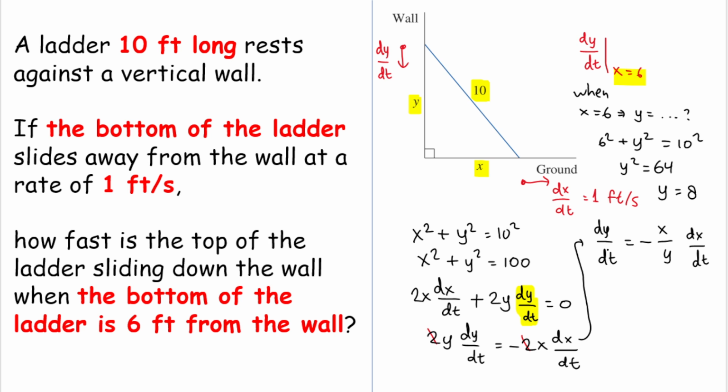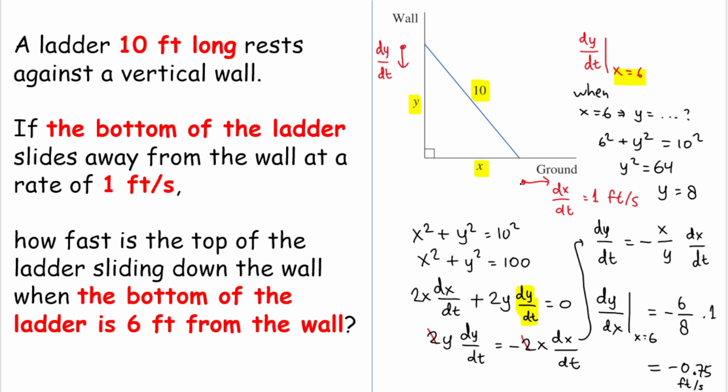So now we can just plug that in when x is equal to 6. So I have dy over dt here when x equals 6. So we will have minus 6 divided by y. Y is 8. And then dx over dt is 1 here. So we have minus 6 divided by 8. That will be minus 0.75. And the unit here will be feet per second.